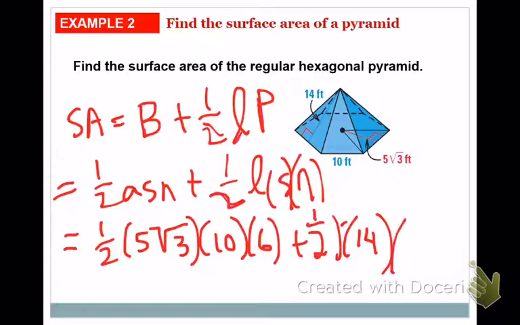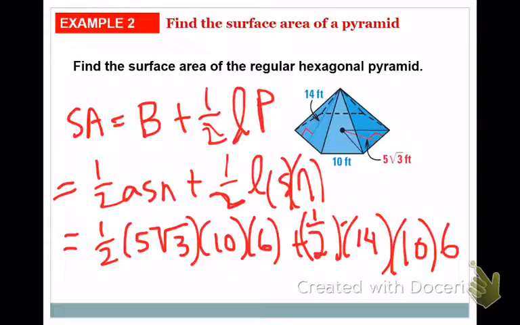Times the side length is 10, times the number of sides is 6. So it's 1/2 L times 10 times 6. 1/2 is the, so you're really calculating a triangle. You've got 1/2, the base is 10 and the height is 14, and you've got 6 of those triangles, right? That's what's going on there.